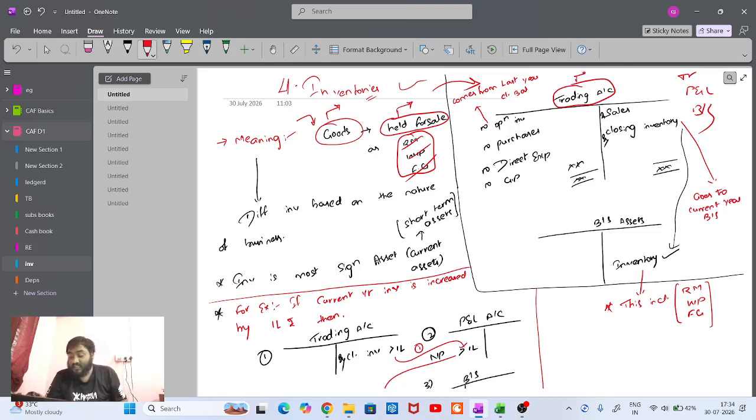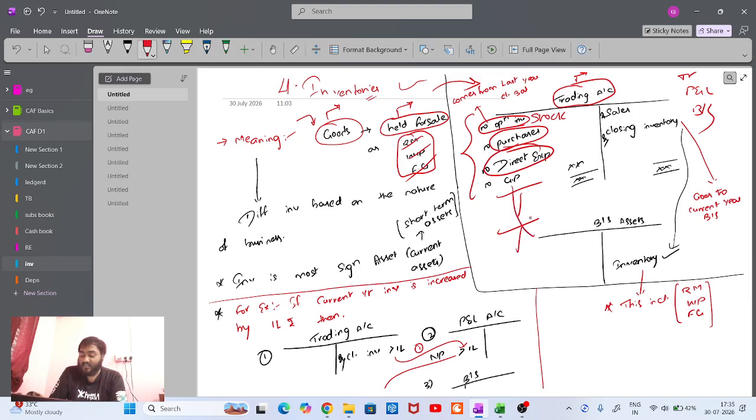Inventory is a significant part of the trading account. This is the format of the trading account. Please note this. Opening inventory, opening stock, to purchases, to direct expenses. Sir, what is this? I do not understand anything. Remember, we hated accounts and we just crossed over it.